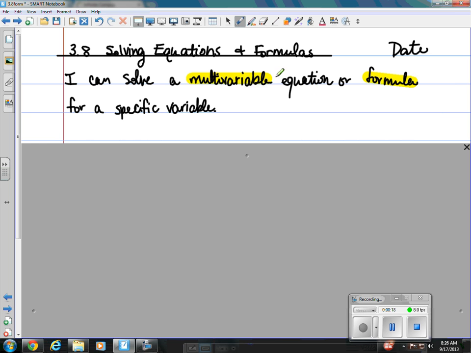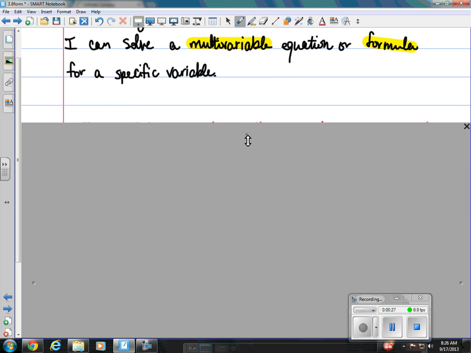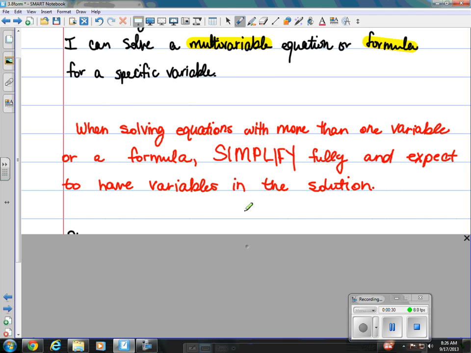So if you think about a multivariable equation or a formula, both of them have more than one variable. Since our equations are going to have more than one variable today, we need to remember something: when solving equations with more than one variable or a formula, we're going to simplify fully and expect to have variables in the solution. So even though we're going to go through all of our steps that we know for solving equations, we will still have variables in our solution.